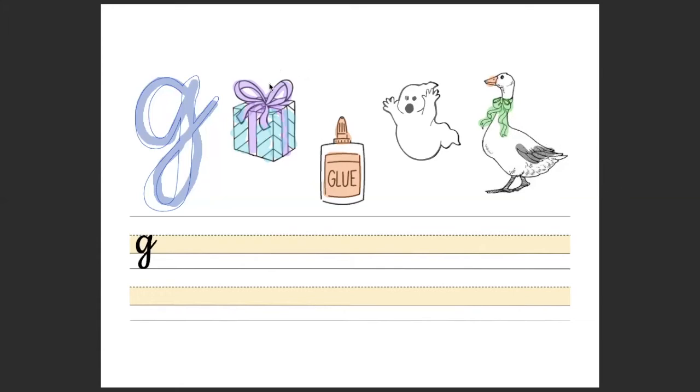The last thing that we're going to do on this page is we are going to trace the letter G. Now this is a little bit different than the G we do in the classroom. So you can also start at the bottom and make your G like this. Let's see if we can fill up the whole lines.